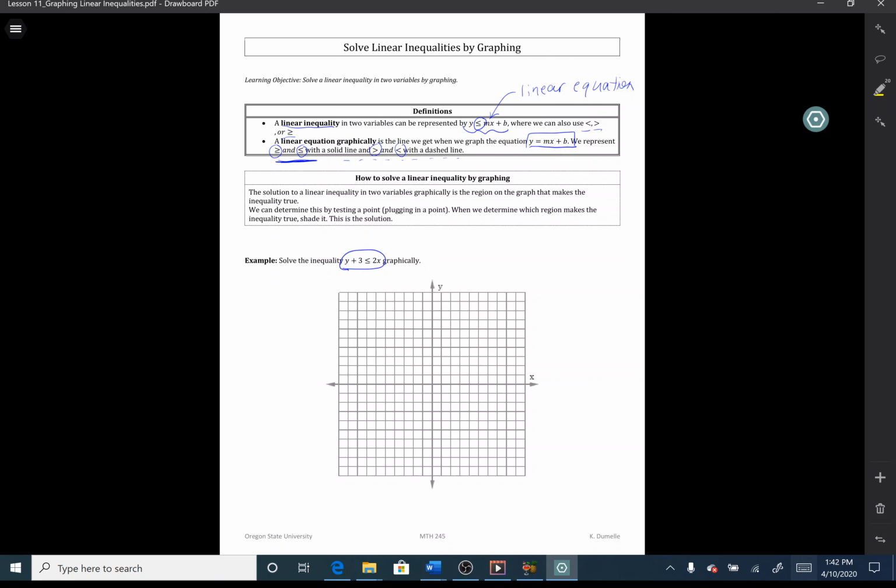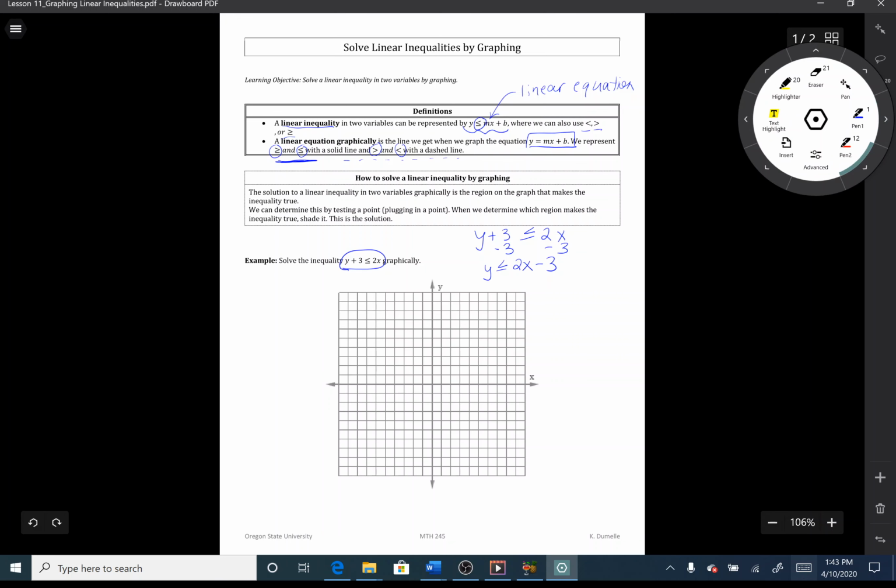Well, first of all, it's not in the form y equals mx plus b, so I need to get it into that form. Right now I have y plus 3 is less than or equal to 2x. And to get it into y is equal to mx plus b, I need to subtract 3 from both sides. So I get y is less than or equal to 2x minus 3. So my first step is just to graph this thing. And I know how to do that.